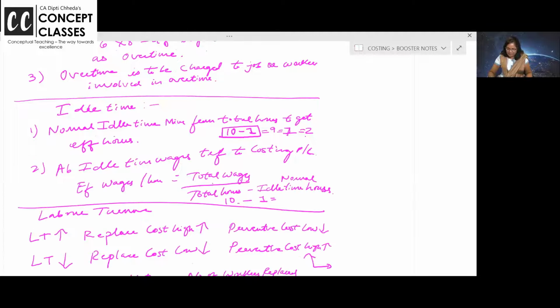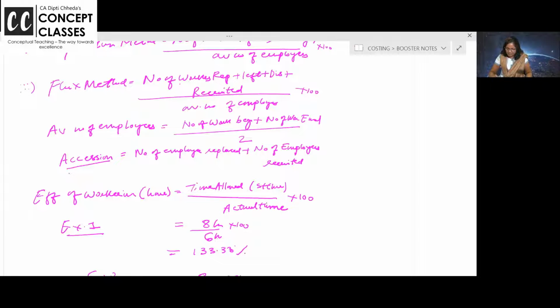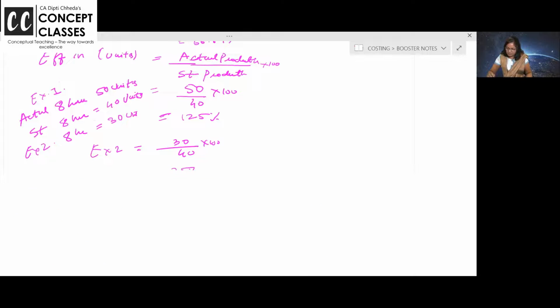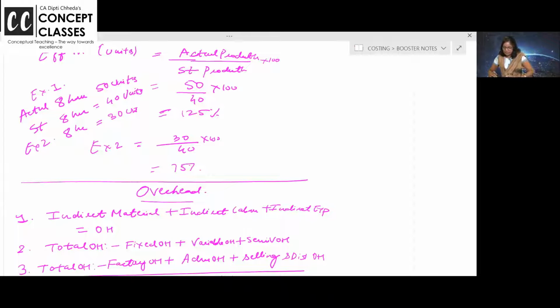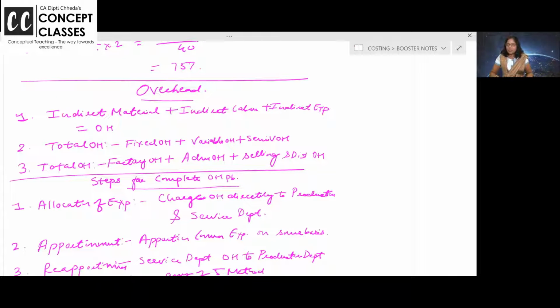Overtime, idle time, this all we have discussed in the labor revision video. These three chapters are very, very important. Indirect material, indirect labor, and indirect expenses is overhead.